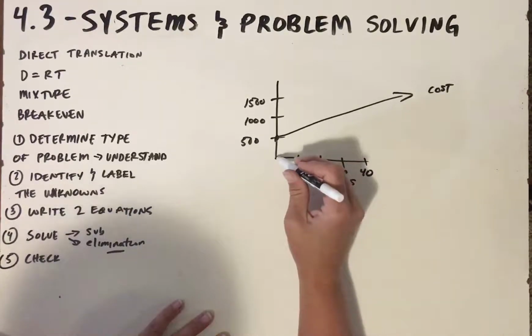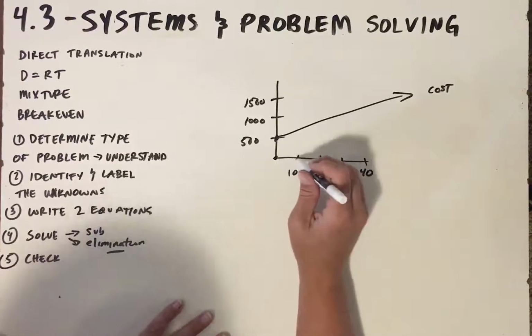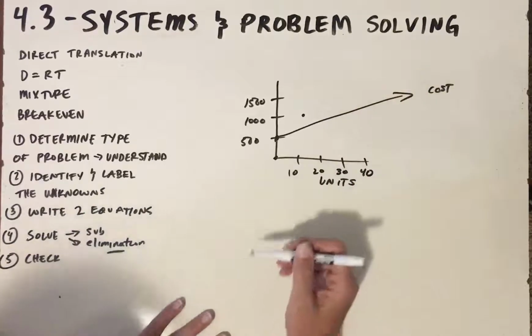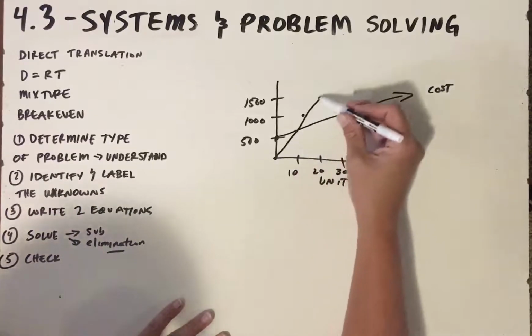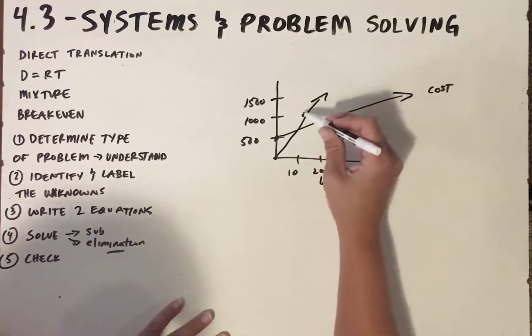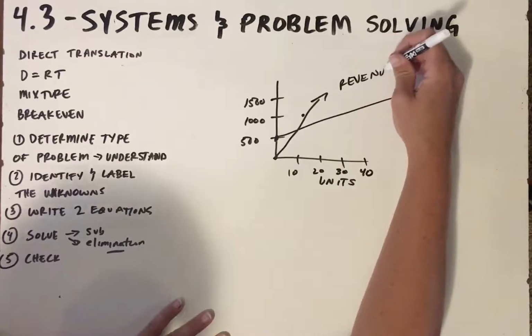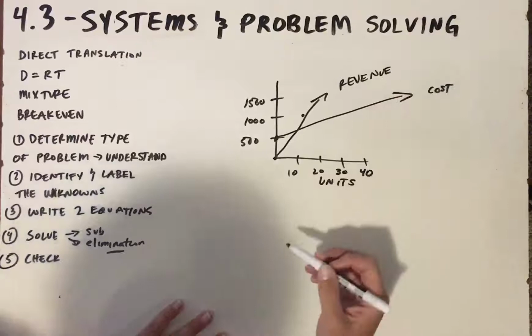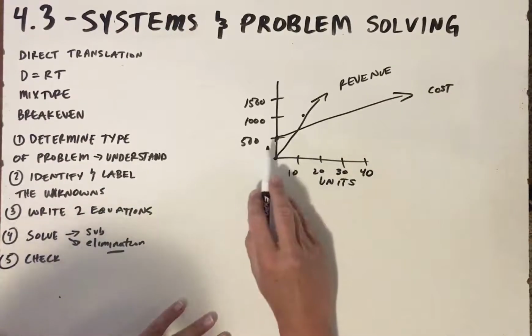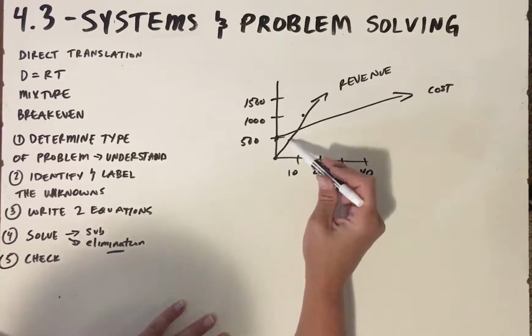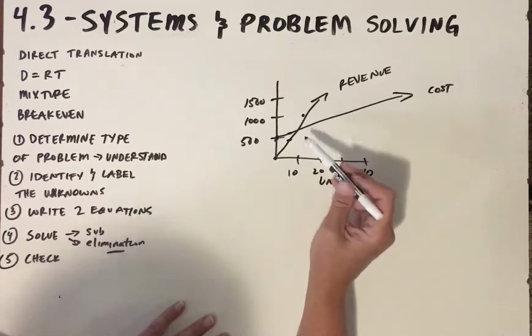Well, for 0 bikes, I'm going to make $0. But if I sell 10 bikes, I'm going to make $1,000 because I'm selling them for $100 a piece. So this is my revenue line, okay? And what does this mean? Well, if I make less than 10 bikes, I'm going to lose money because how much I'm going to make is down here, but how much I'm going to owe is up here.